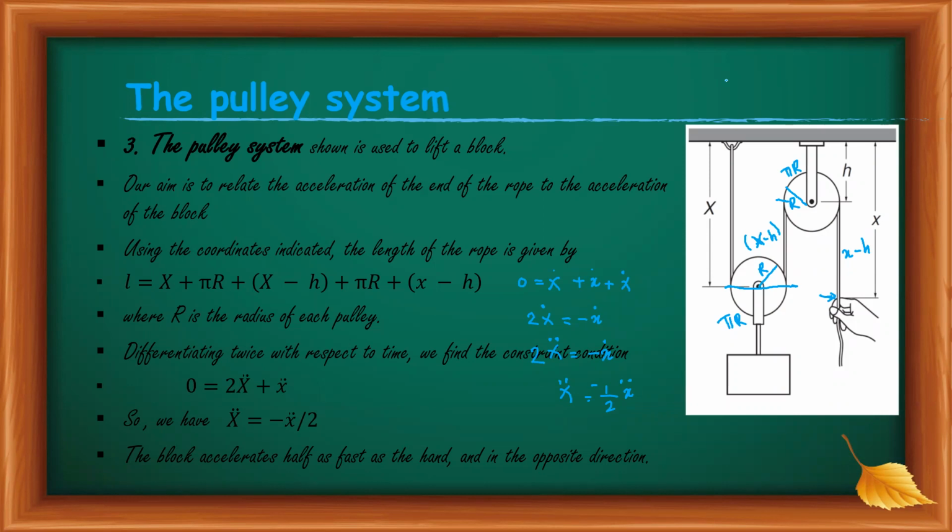This is the last example in the constraint motion. Here we only analyzed the constraint equation, and from that we obtained some properties about the motion in the system.